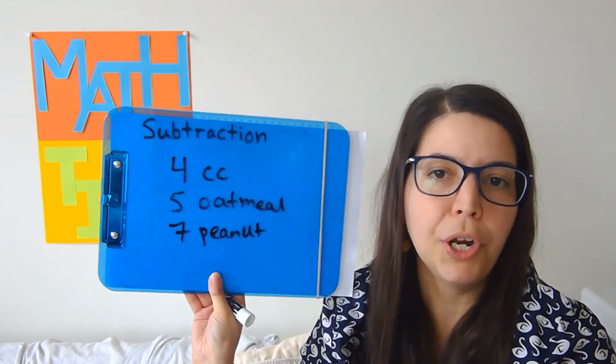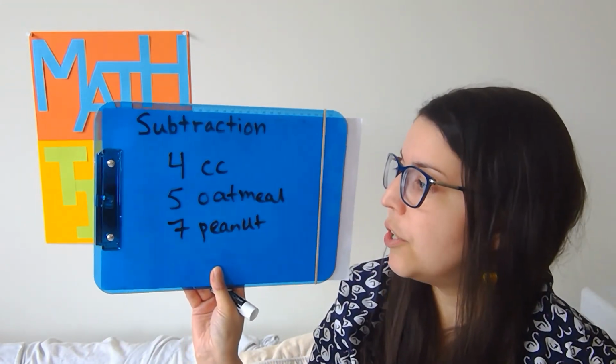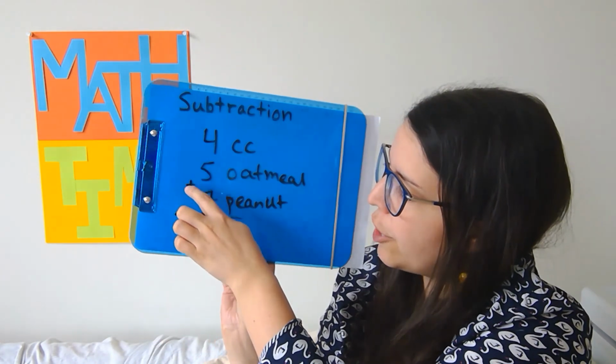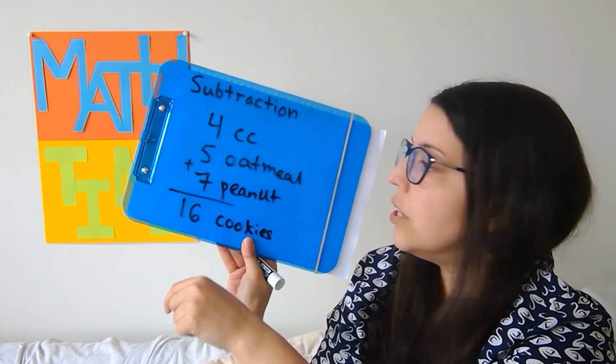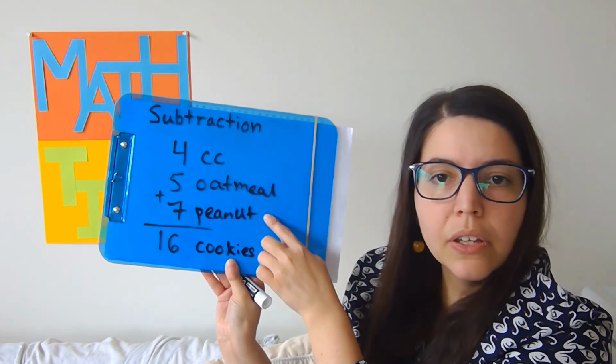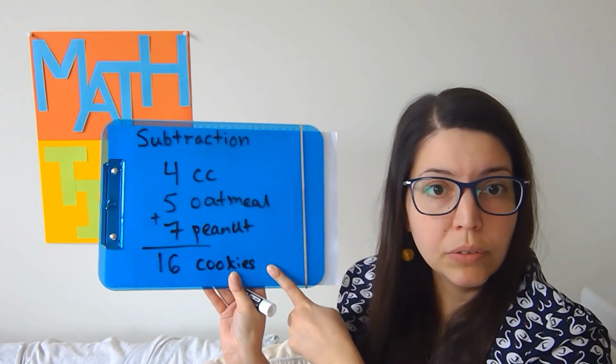Well, if you know that you've got 4 chocolate chip and you know that you have 5 oatmeal and you know that you have 7 peanut butter, what are you going to do? You're going to add to figure out what the total is. In this case, I know that 5 plus 7 is 12, plus another 4 is 16. So I've got a total of 16 cookies. So these 3 are all parts, and down here is my whole.